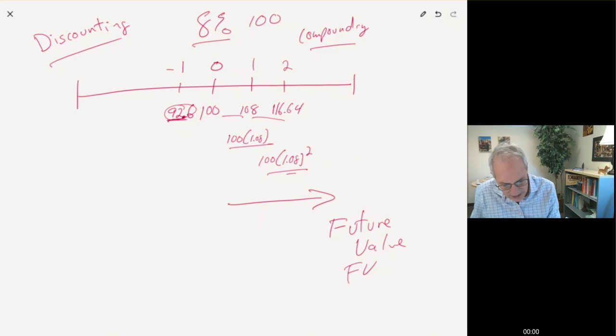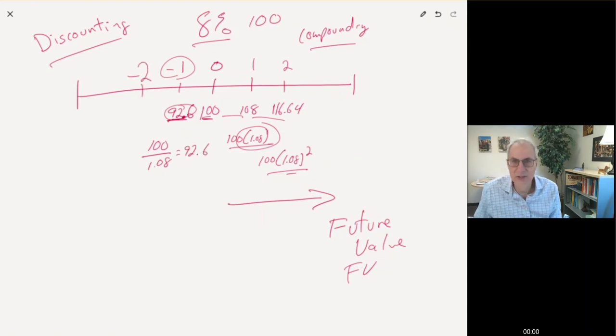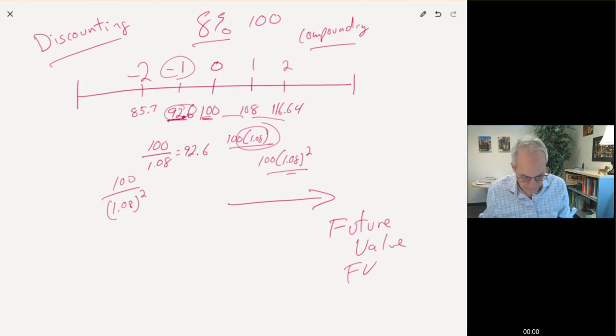When we go backwards at 8% for 1 year, we still have that $100 we started with, and we have the 1.08, but instead of multiplying, we're going to divide. That gives us our 92.6. So figure out what it's going to be for 2 years. It's 85.7: 100 divided by 1.08 squared. So that's the math behind using what I'm going to call lump sums.